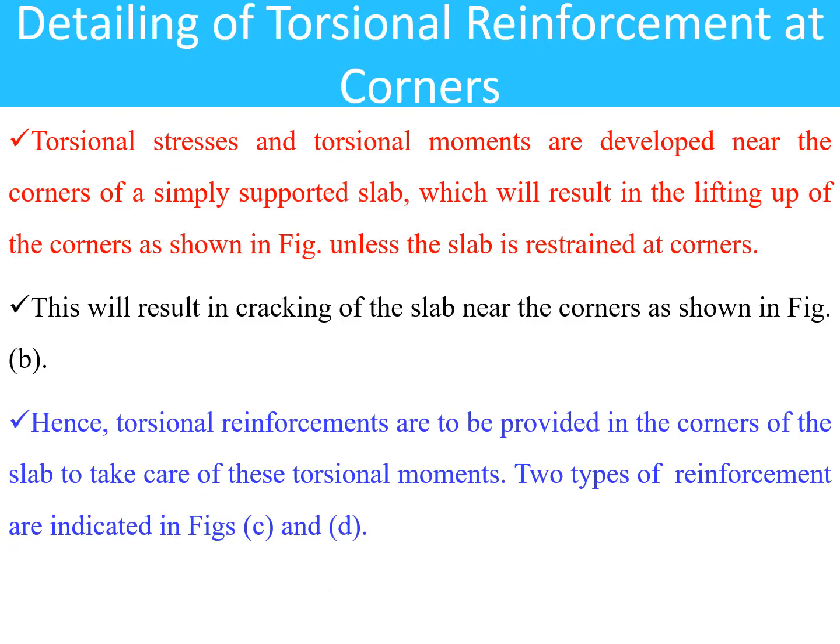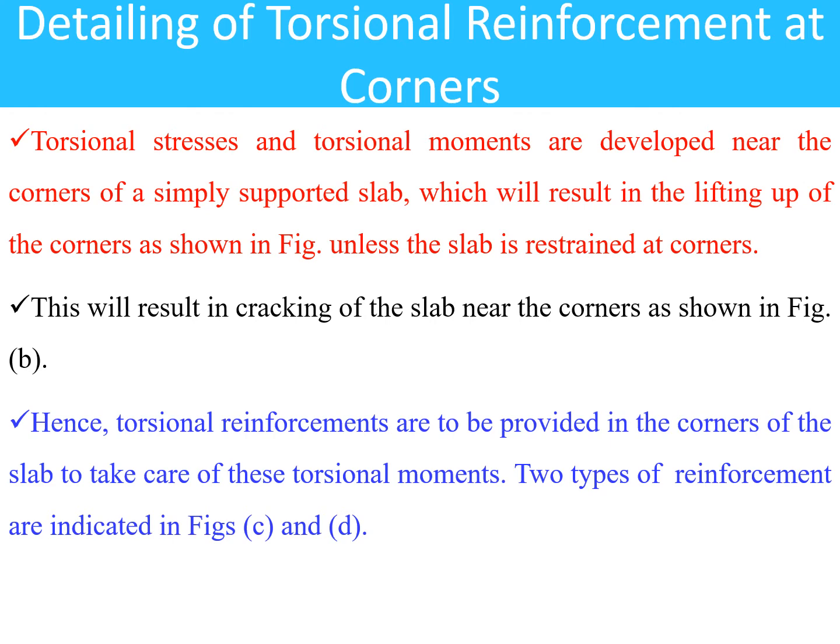Detail of torsional reinforcement at the corners. Torsional moments develop near the corners of simply supported slabs, which will result in uplift of the corners as shown in the figure, unless the slab is restrained at the corners. This will result in cracking of the slab near the corners as shown in the figure. Hence, torsional reinforcement is to be provided at the corners of the slab to take care of these torsional moments.